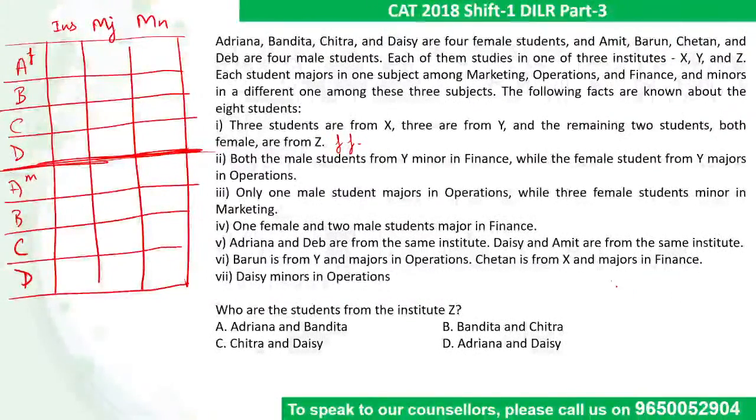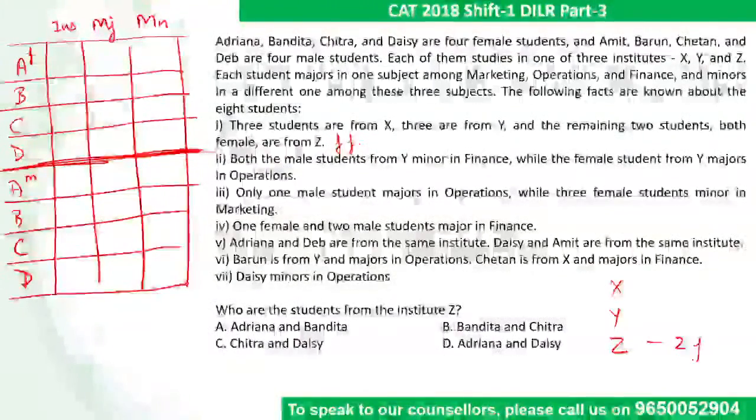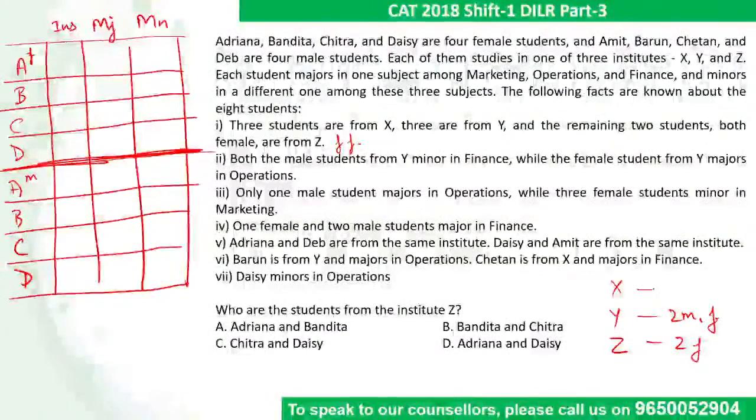So the composition is like this: X, Y, Z. Z has 2 females, Y has 2 males and 1 female, and similarly X also has 2 males and 1 female. That is the structure known from these two statements. So 2 males in X, 2 males in Y, and in Z both are female.